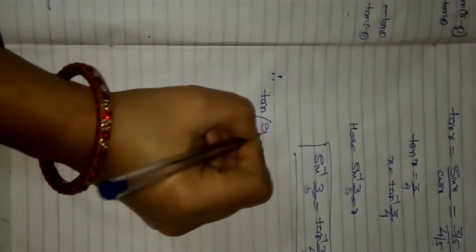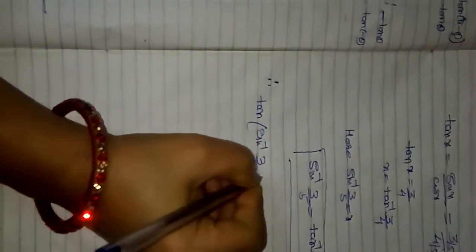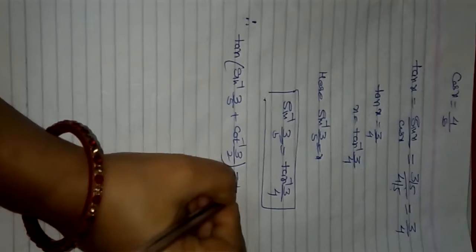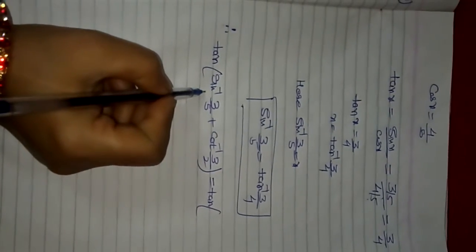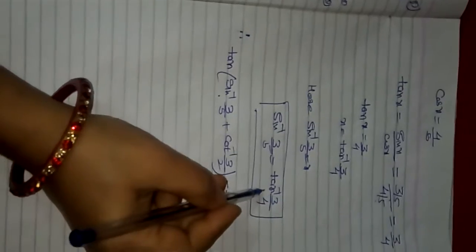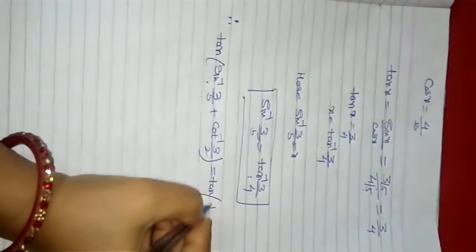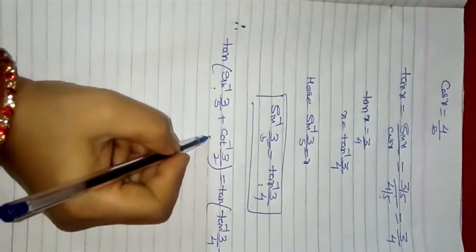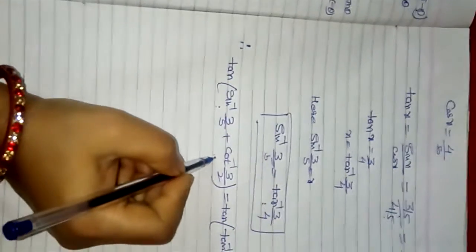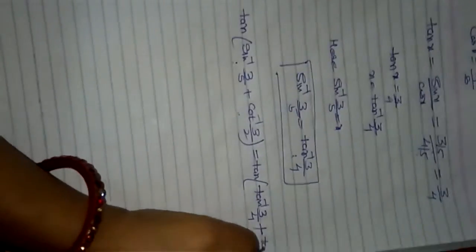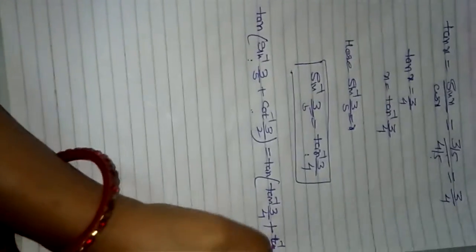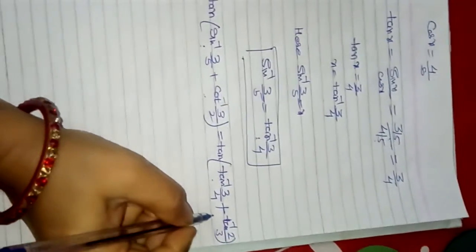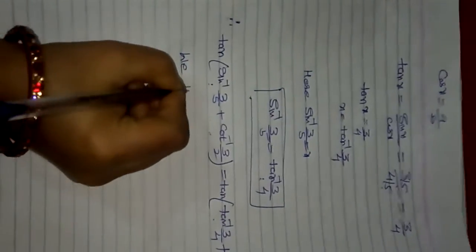So tan of sine inverse 3 upon 5 plus cot inverse 3 by 2 equals tan of, in place of sine inverse 3 by 5 we will put this value tan inverse 3 by 4. This value is converted into this. So tan inverse 3 upon 4 plus the value of cot inverse 3 by 2. We can change this term into tan inverse, so it will come tan inverse 2 by 3. This is the value of tan inverse 3 by 4 plus tan inverse 2 by 3. And we know the formula, we know the identity.